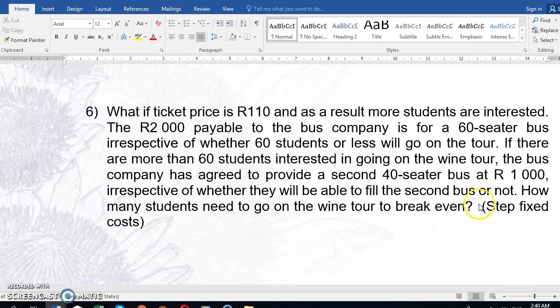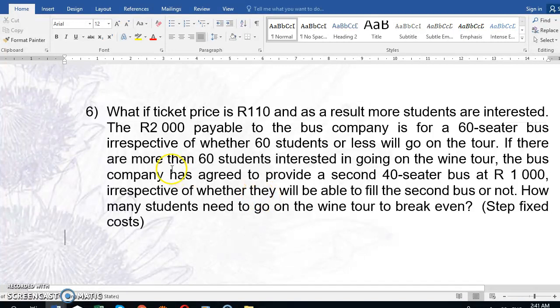And this is in brackets, but in the exam you won't be told it's a step fixed cost. You can see it's a step fixed cost scenario because within the relevant range of 0 to 60 we're paying 2,000, and effectively from 61 to 100 we're paying another 1,000 rand for that second bus. So to answer a question like this, you don't have to assume that you're necessarily going to take the second bus. One of the principles in management accounting is that we want to pay the least amount possible. So in other words, we want to see if one bus will be enough in order to break even, because if it is, why do we need 2 buses? We're going to be wasting money.